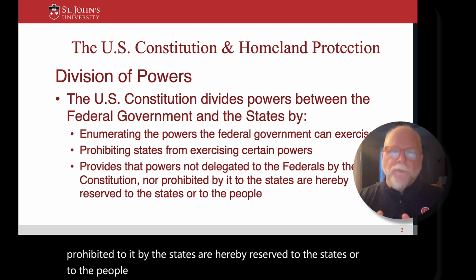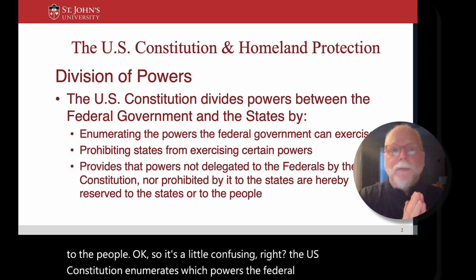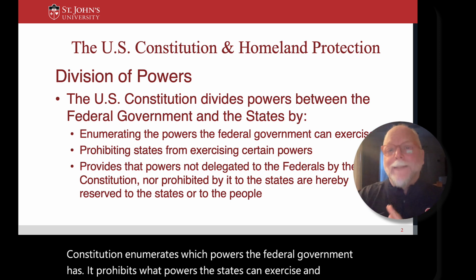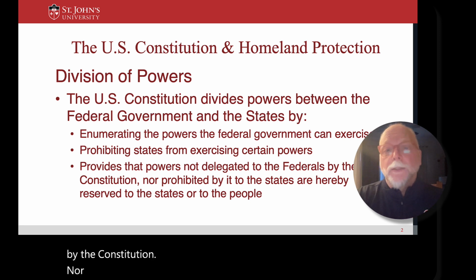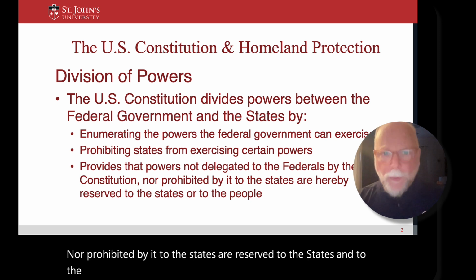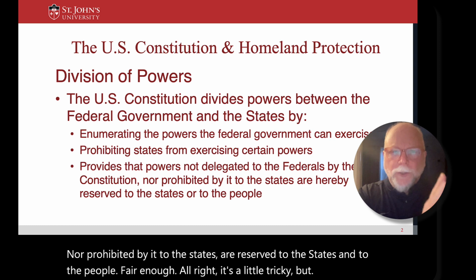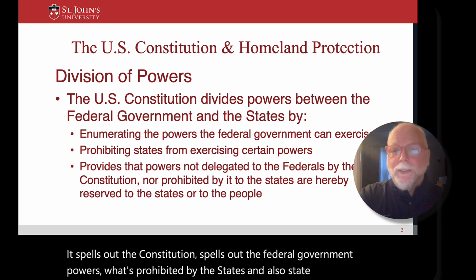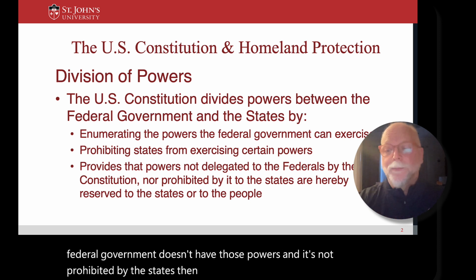Okay, so it's going to look a little confusing. The U.S. Constitution enumerates which powers the federal government has. It prohibits certain powers to the states, and also provides that any power not delegated to the federal government by the Constitution, nor prohibited by it to the states, is reserved to the states and to the people. Fair enough? It's a little tricky, but the Constitution spells out the federal government's powers and what's prohibited to the states. If the federal government doesn't have a power and it's not prohibited to the states, then it resorts to the states themselves.